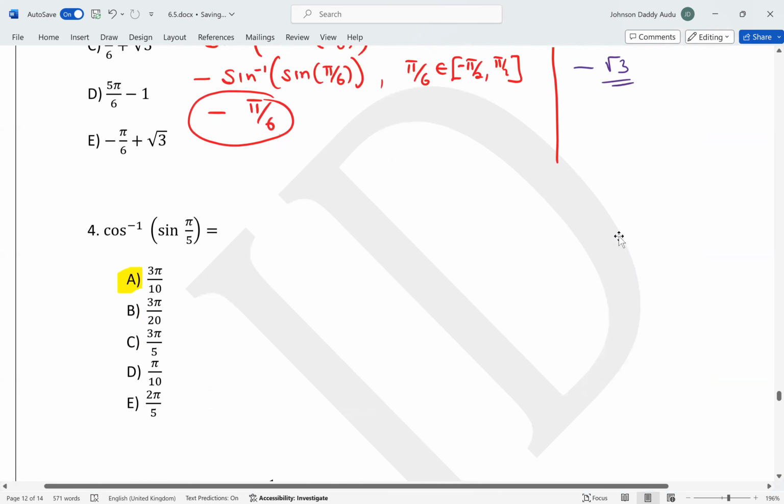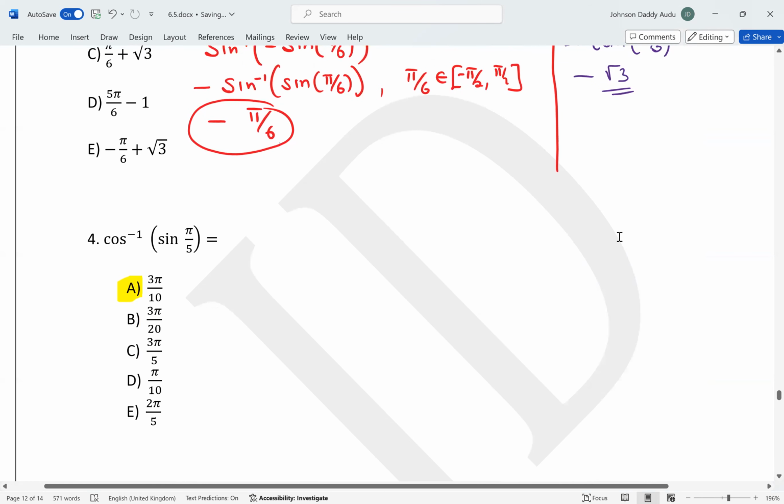Now, if you look at number 4, very interesting question. This is also cosine inverse and sine. But we cannot find cosine. You don't know what is sine of pi over 5, right? So since we can't find sine of pi over 5, it means we cannot proceed.